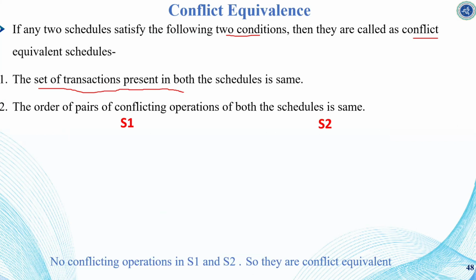Okay, it should do the same set of operations. What is the second condition? That is, the order of pairs of conflicting operations of both the schedules is the same. Suppose you are given S1 and S2, so we can see an example.